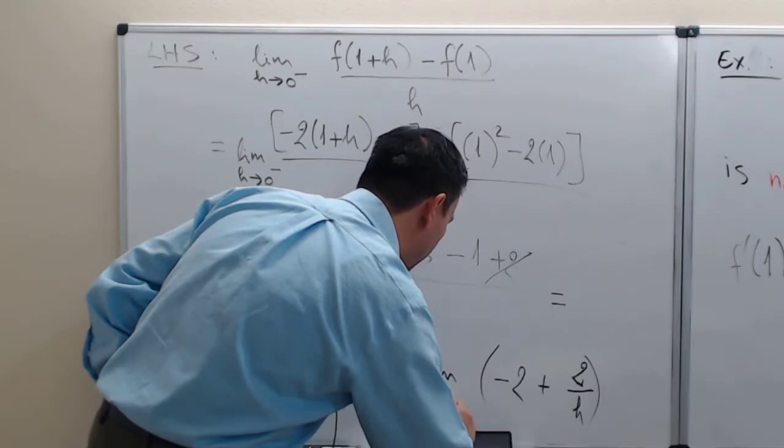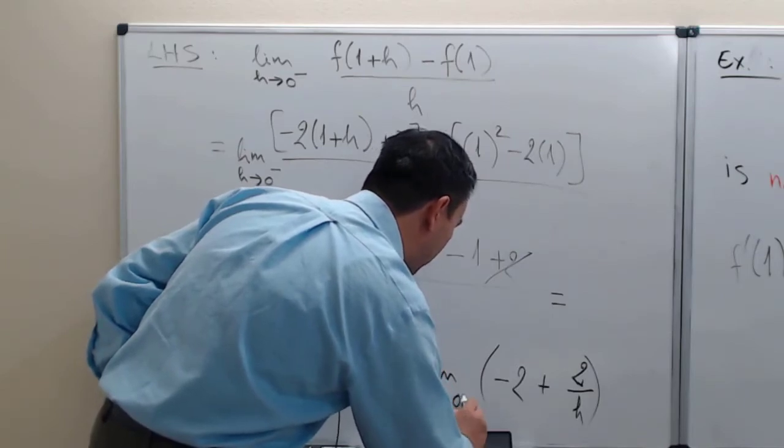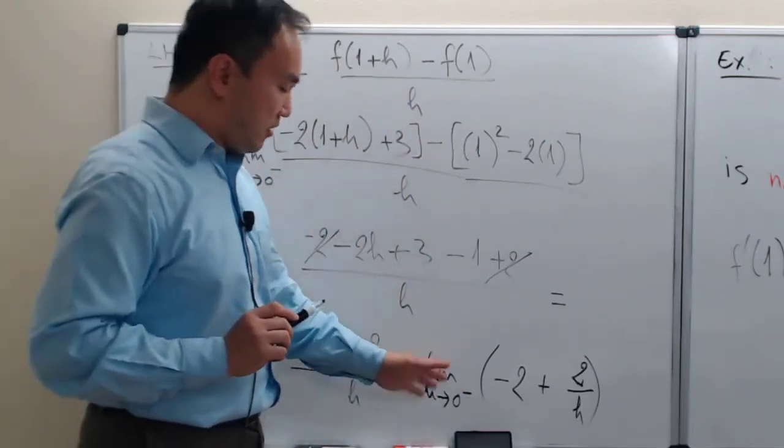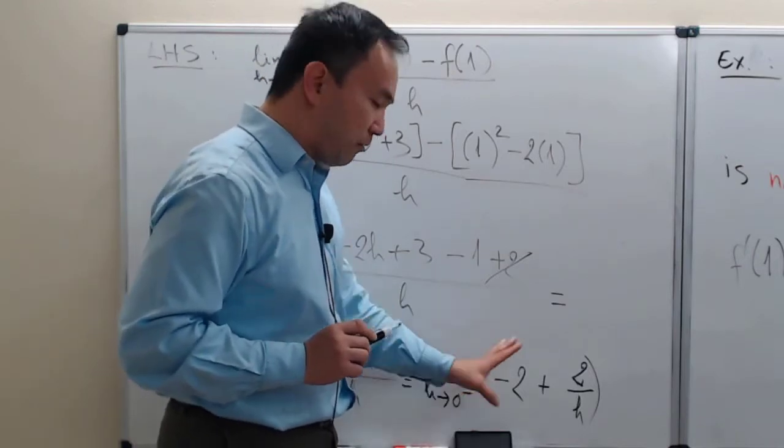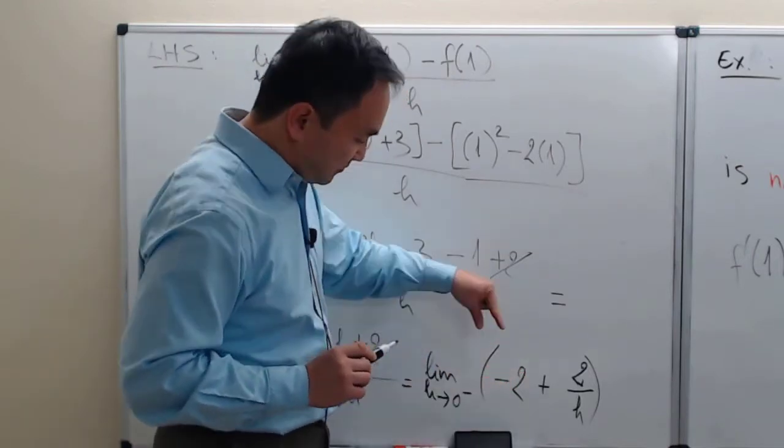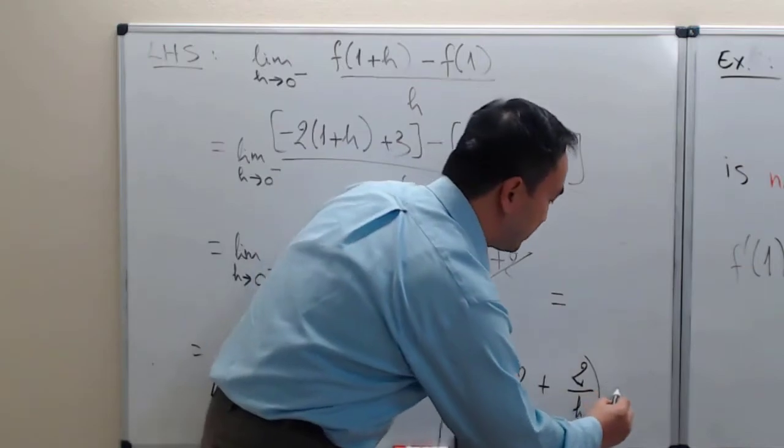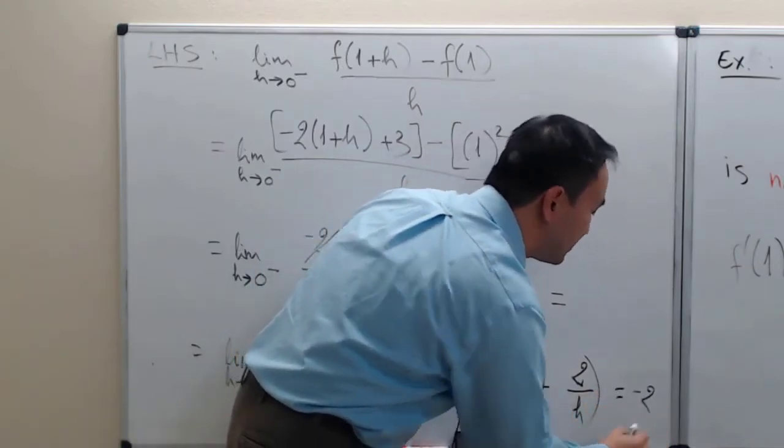Limit as h approaches 0 from the left-hand side. And so now limit laws are going to start being able to apply here and give us some answer. Now the first term gives me a negative 2.